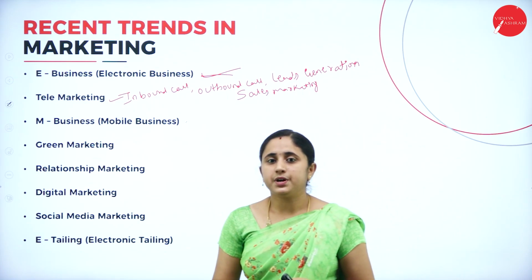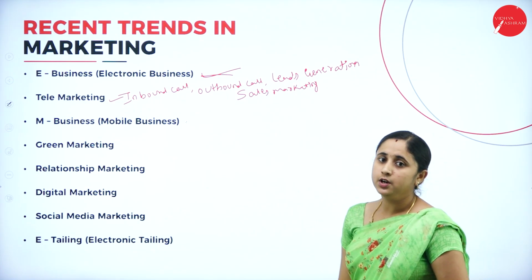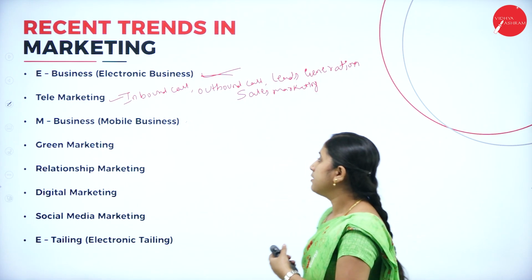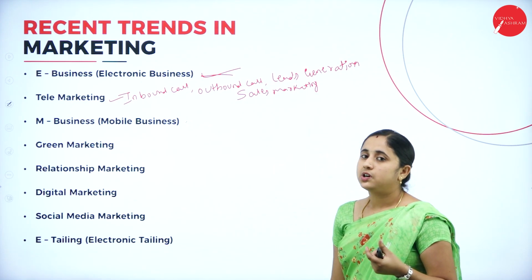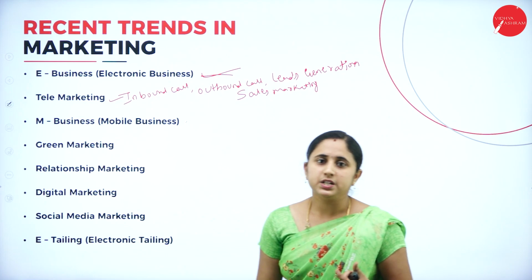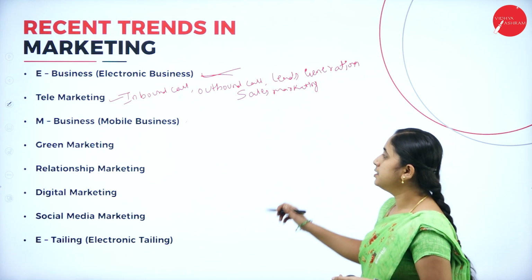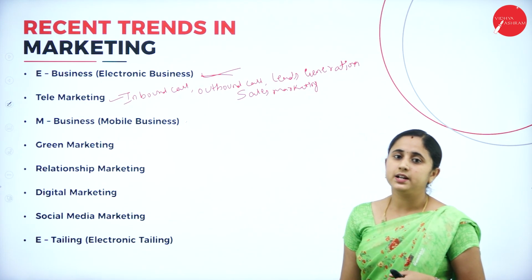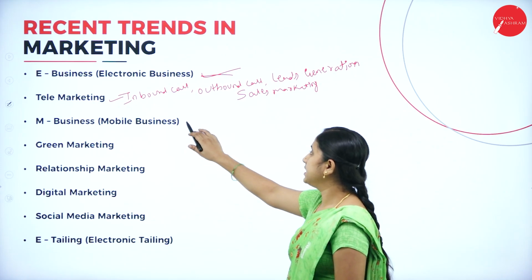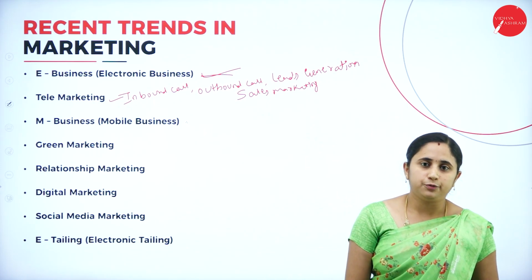Nowadays, the customers prefer to do online shopping. So buying and selling activity is done through mobiles. Various apps are available for your purchasing purpose. At any time you can purchase, or buying activity can take place. So mobile business is buying and selling activity using mobile phones.